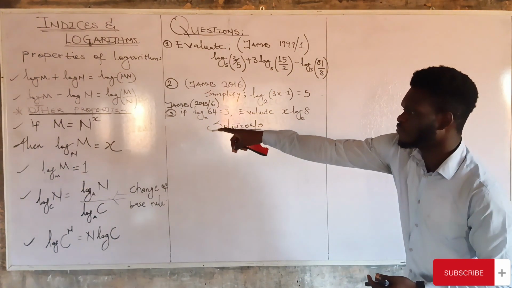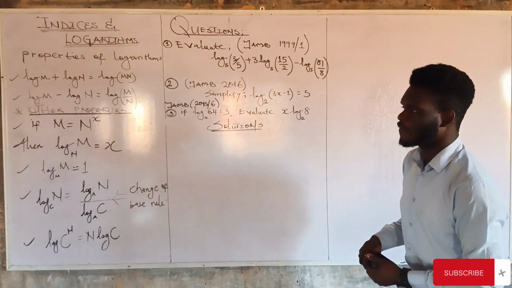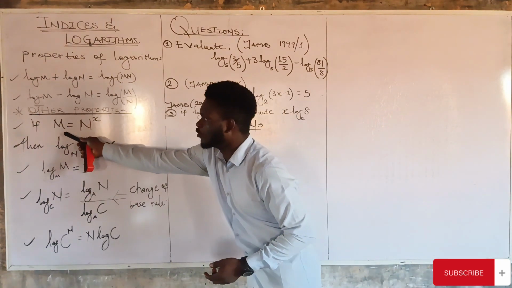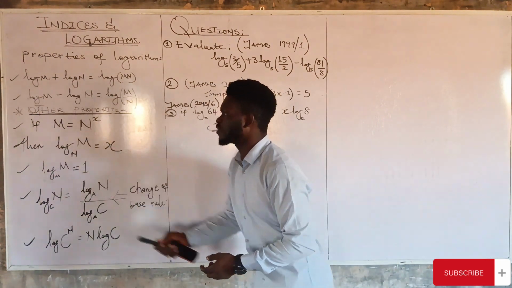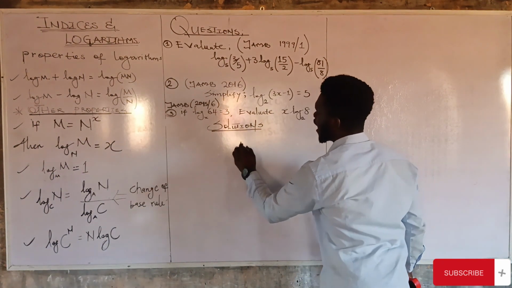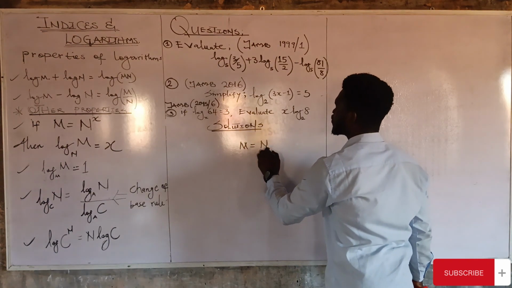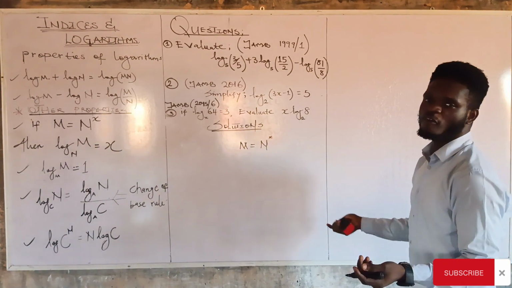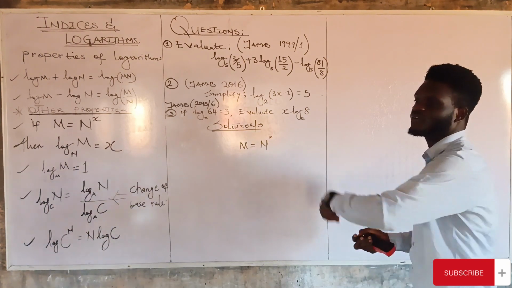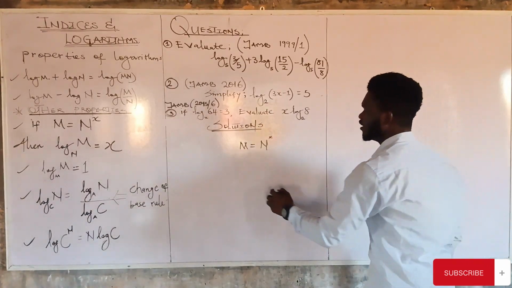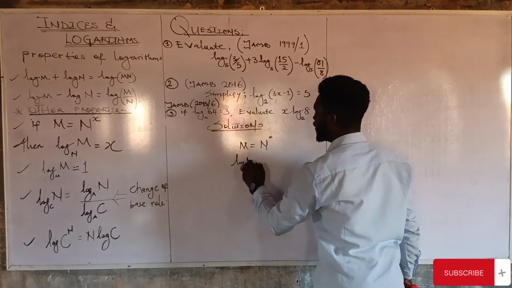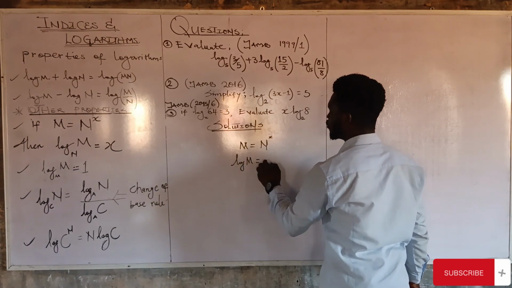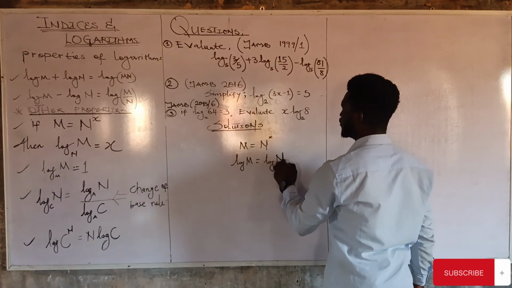Now, let's quickly try to first of all prove that law with this first property here. If n is equal to n raised to the power of x, what you must know is to take log of both sides, the golden rule of mathematics: whatsoever happens to the right hand side happens to the left hand side. So we have that log n will be equal to log n raised to the power of x.